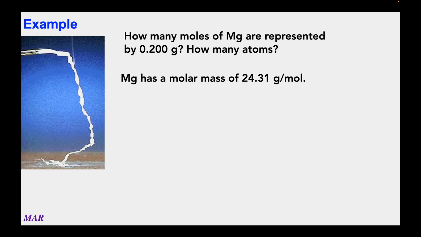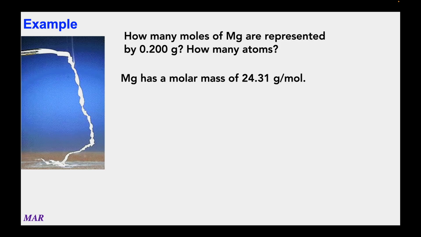But here's what's kind of fun, though. Let's say that we're going to burn 0.200 grams of magnesium. That's a really small amount of magnesium. That would fit on your pinky, for example. The question is, how many atoms are represented by that amount? And you can figure this out now.